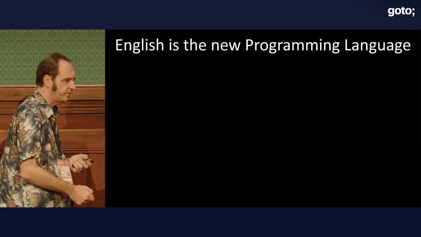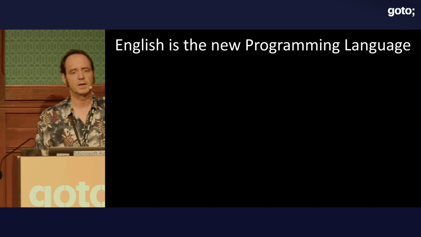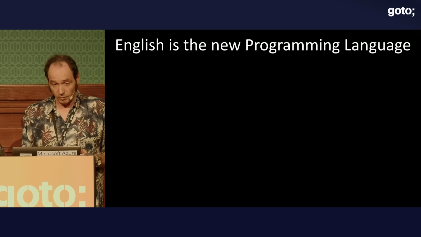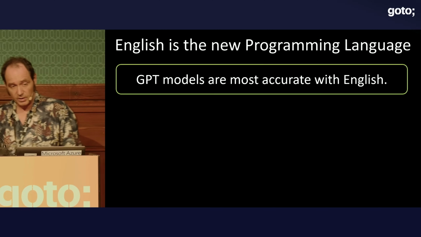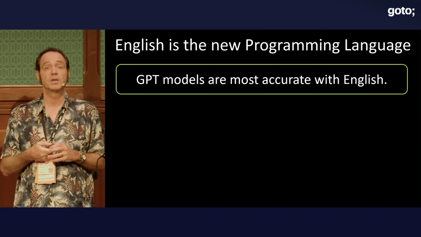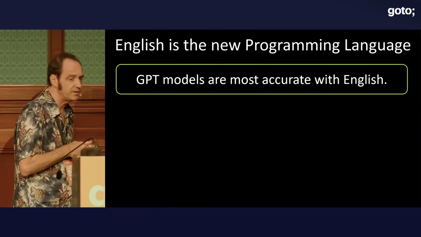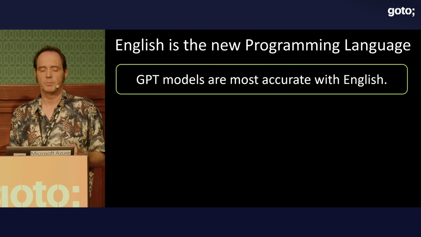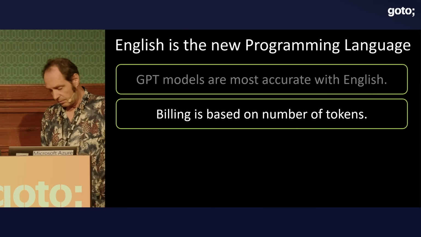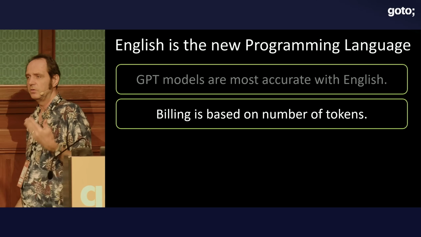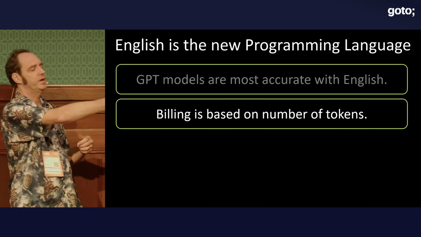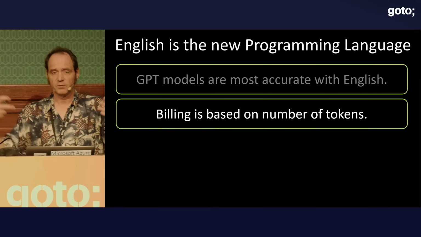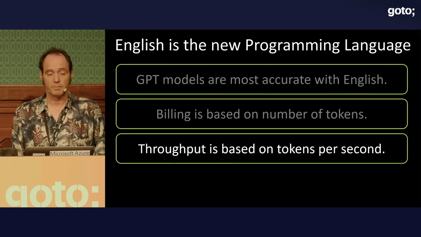One of the things I've heard is that English is the new programming language. I'm not saying that just because I'm from England and I speak English. You should aim and endeavour to write your prompts in English. Several reasons for that. GPT models are most accurate with English because they've had the most amount of training data in English. And you can see on the accuracy charts they're more accurate. Billing is based on the number of tokens. So if you're using Swedish or Finnish or Telugu, it's going to be more expensive to send the same amount of meaning through the language models.